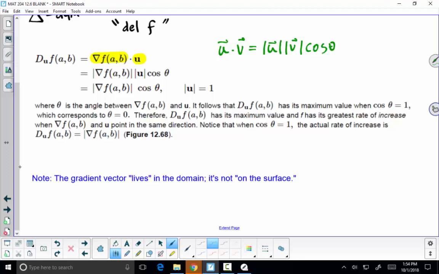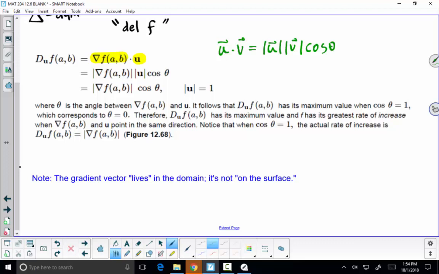The least this could ever be is when theta is pi. Then cosine of pi is negative 1, so we get negative 1 multiplied by whatever this quantity is. So the directional derivative is going to move from negative absolute value of this to positive absolute value of that. So that's the range of possibilities for the directional derivative.